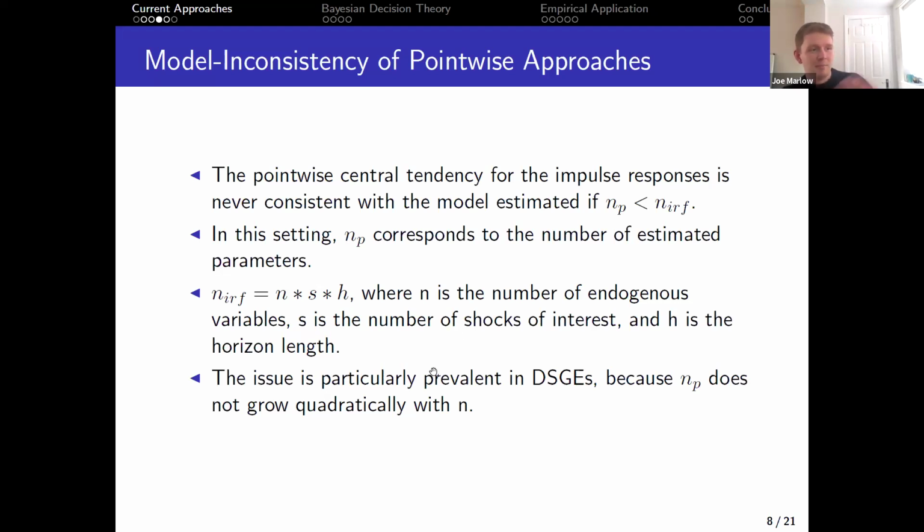In the paper I formally show this, but the intuition is that this is always a problem in a DSGE setting. The reason is that in DSGEs you generally have a lot of endogenous variables and not so many parameters. In a VAR, because of the square structure, you can sometimes get away with this in the limit. But in a DSGE setting, this almost always creates a discrepancy between the pointwise and the joint approaches.